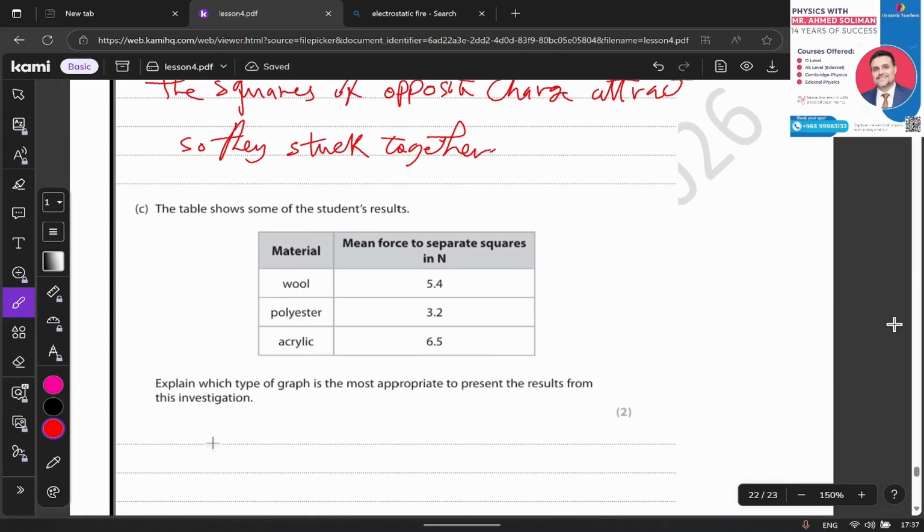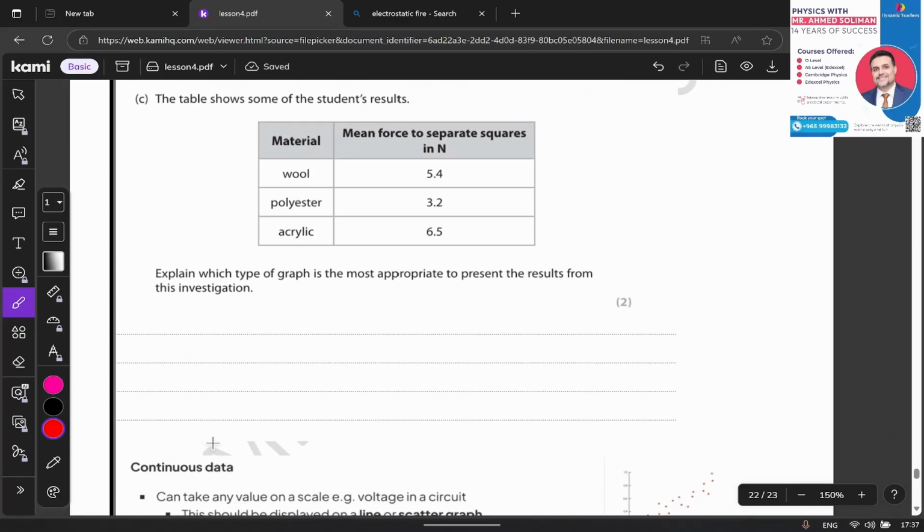Now it's your turn, Bara. The table shows some of the students' results. Explain which type of graph is the most appropriate to present the results from this investigation. Do you know the types of graphs? What is the types of graphs?